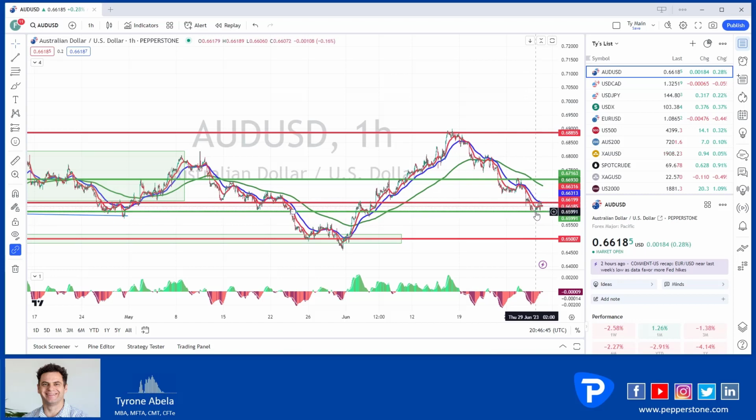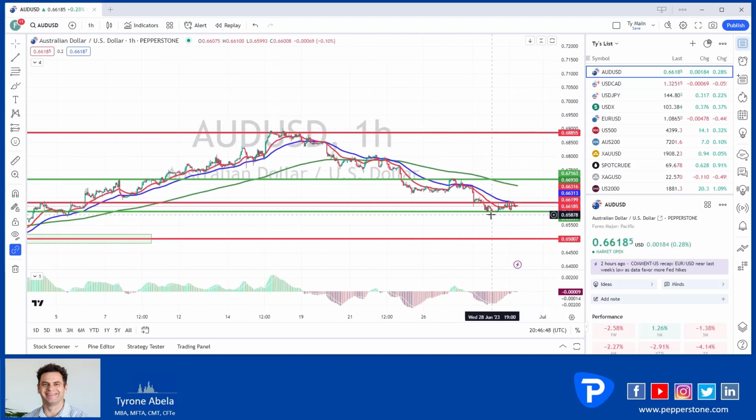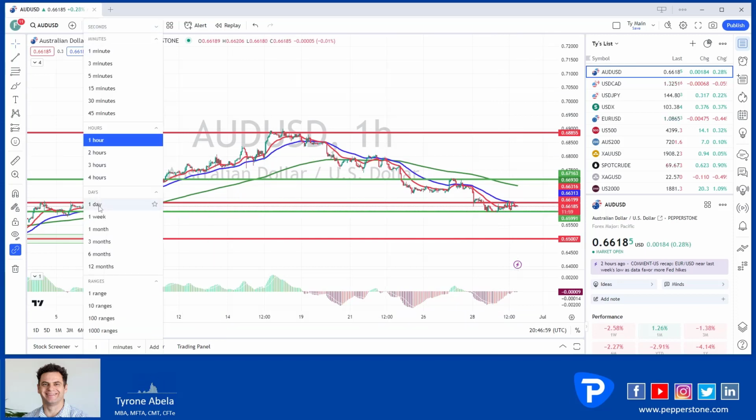Okay, so it's finding a little bit of support at this level here. But at the same time, we know that the 66-cent mark is the key level that we're talking about. If it gets back and breaks through there on a daily time frame, we're going to look at a pretty reasonable move down from that point onwards.